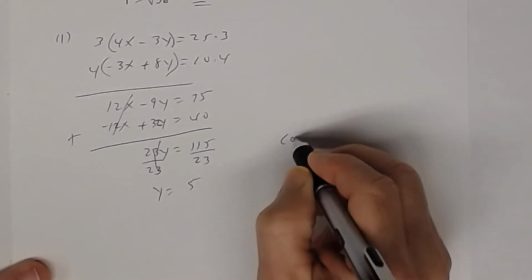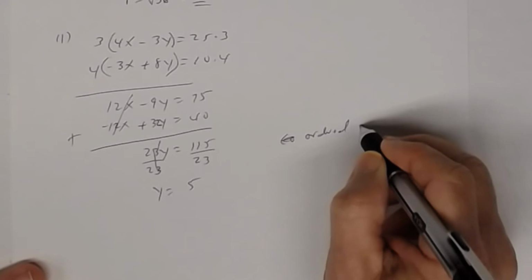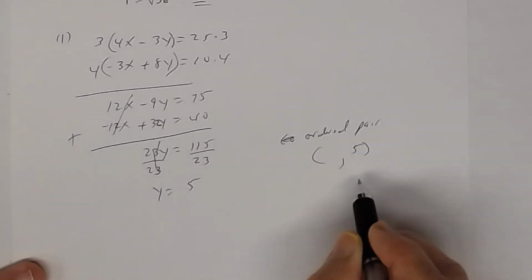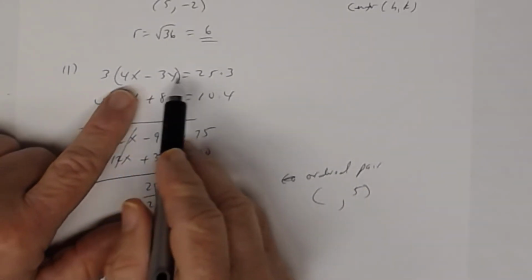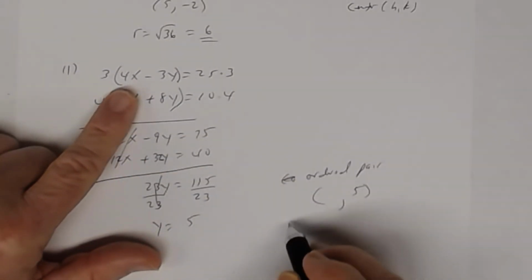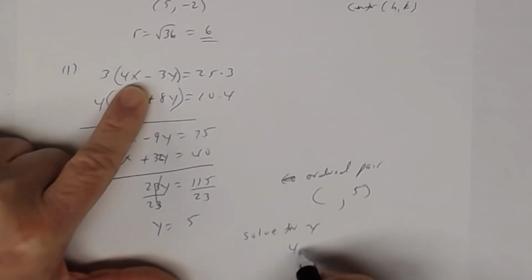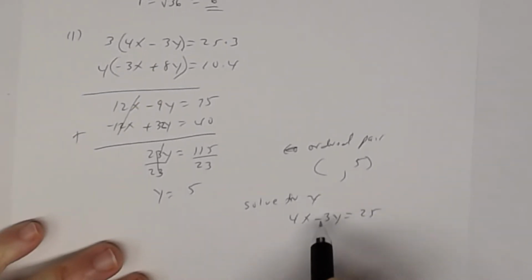So now remember the problem asks you to write this as an ordered pair. So as an ordered pair, my y coordinate is 5. Now I've got to find the x. So let's go back to one of the original equations. So let's go back to the first one, the top equation. So we've got to solve for x. So I'm going to go back to 4x − 3y = 25. So in place of y, I'm going to substitute 5.